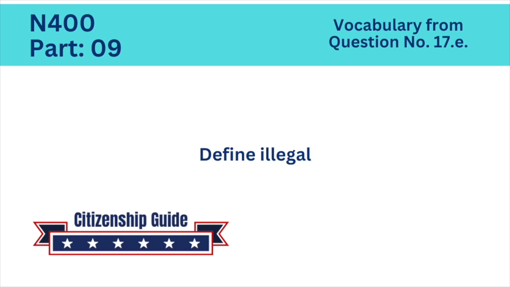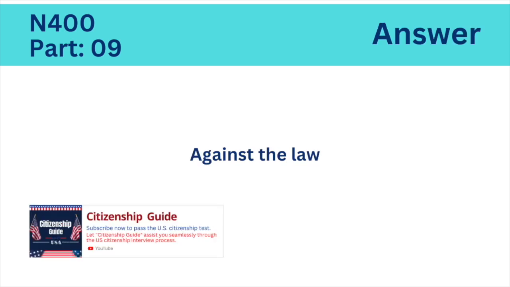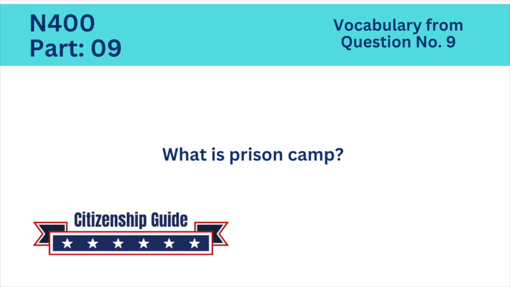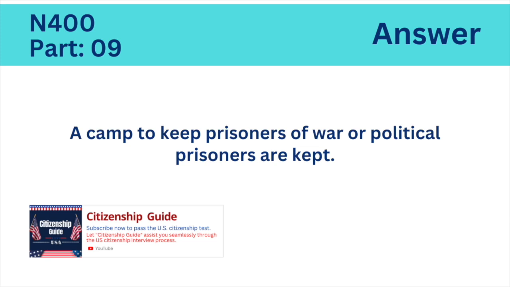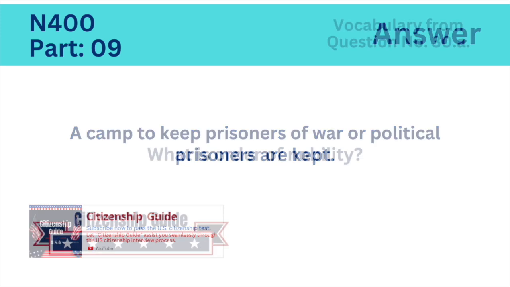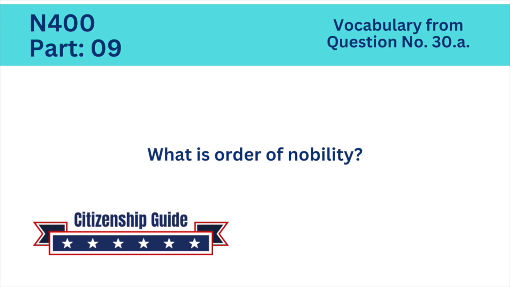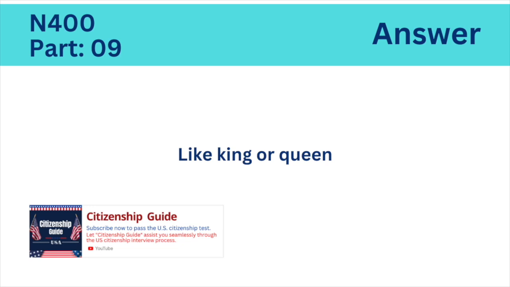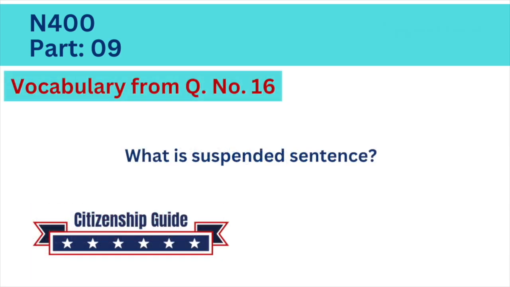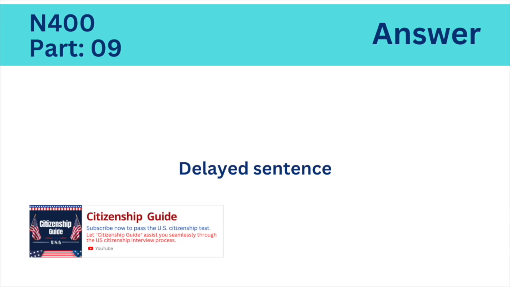Define illegal. Against the law. What is prison camp? A camp where prisoners of war or political prisoners are kept. What is order of nobility? Like king or queen. What is suspended sentence? Delayed sentence.